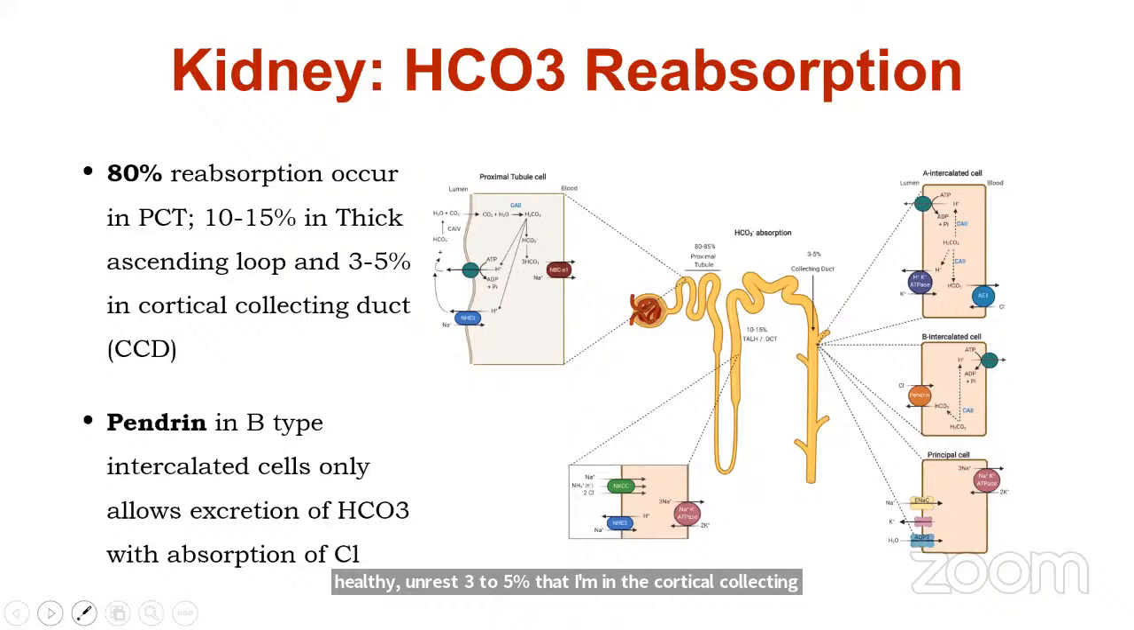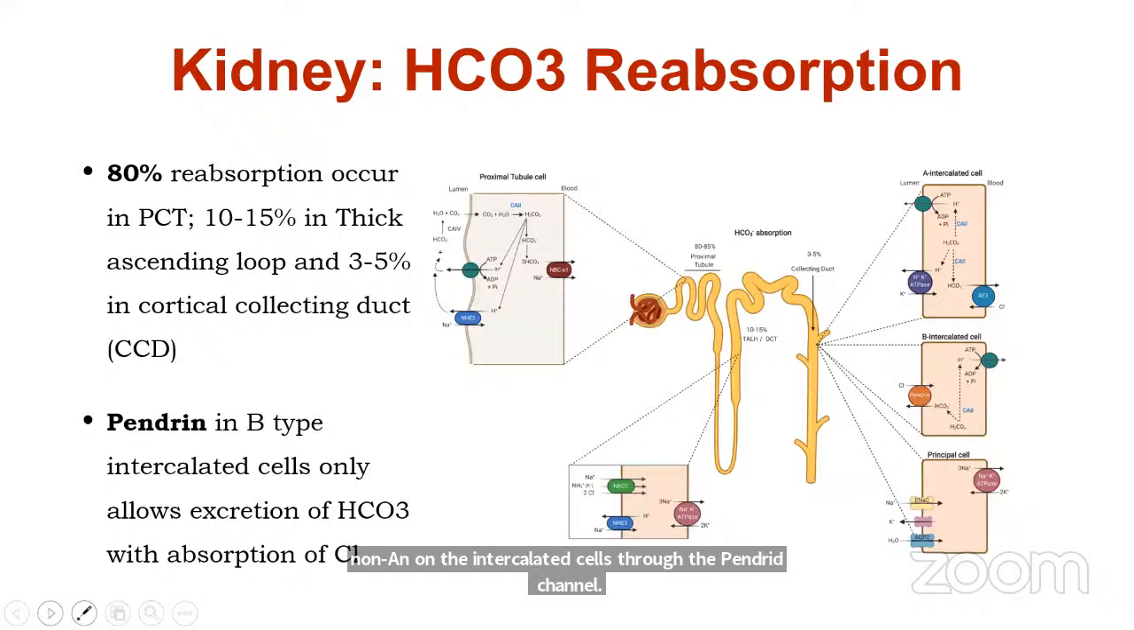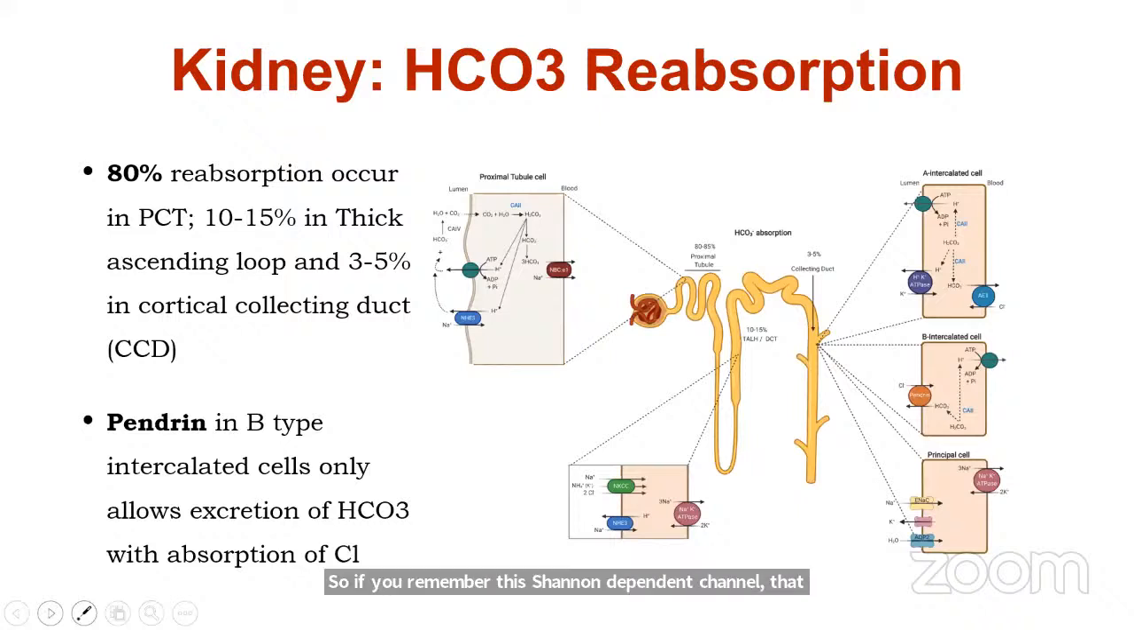The only site where bicarbonate is lost through the kidney is the cortical collecting duct, through the intercalated B cells, or non-A, non-B intercalated cells, through the Pendrin channel. So you should remember this channel, the Pendrin channel. That is the only channel through which your bicarbonate gets lost in the urine in exchange with chloride, and otherwise your proximal convoluted tubules, your loop of Henle, and the collecting ducts all reabsorb your bicarbonate.